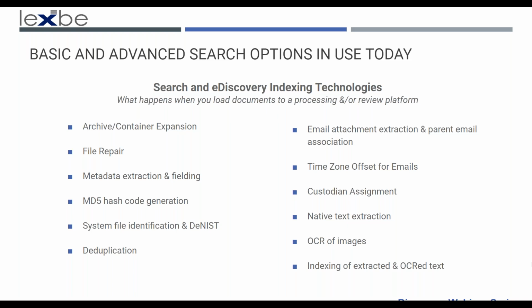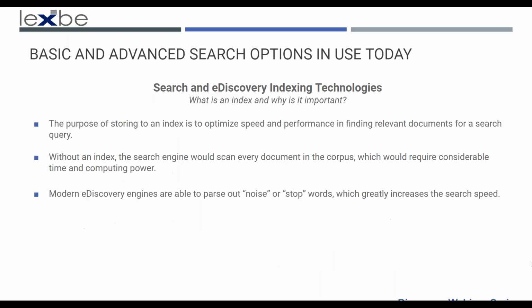So talking about an index, this is very important, again, so that you can prepare yourself to question your vendor and the platform that they support your documents going into. Understanding the type of index that they have is paramount to understanding how effective your search is going to be. So the purpose of storing an index is to optimize the speed and performance to find your relevant documents when you're searching.